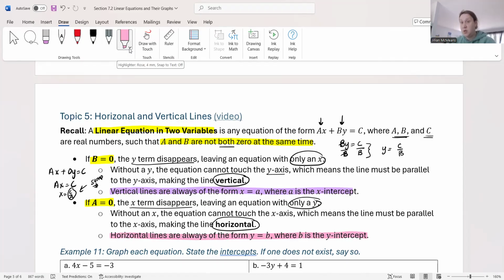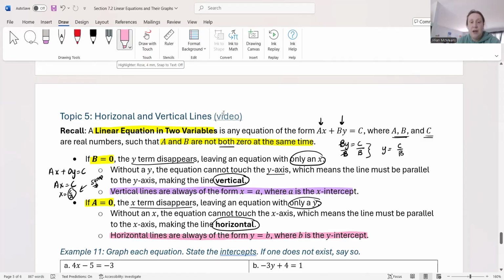And the way to understand which is think about which variable do I have? That means I have to touch that axis without touching the other one. So if you're left with an equation that just has an x, that means you have to touch the x-axis, but you cannot touch the y-axis, which means you have to be parallel to the y-axis, which makes you vertical. If you're left with just a y, that means you have to touch the y-axis, but you cannot touch the x-axis. The only way for that to happen is if you're horizontal and you're parallel to the x-axis.